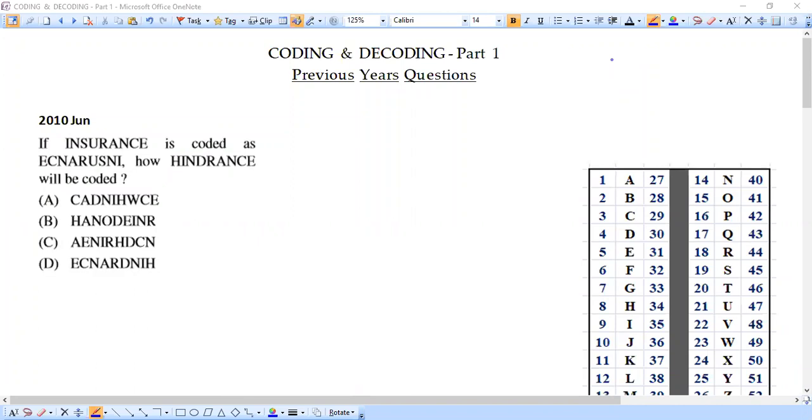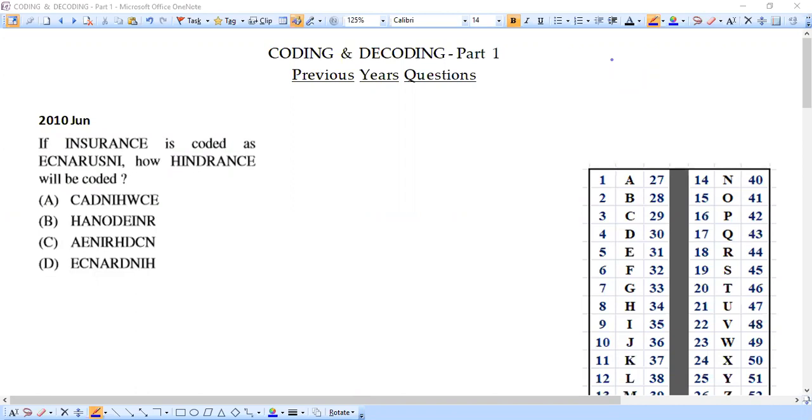We finished solving problems from the topics number series and also alphanumeric series from previous years question papers, UGC NET paper 1. And this session is going to be a continuation. Here we are about to start a new topic. We are going to solve problems from coding and decoding. And this session is going to be part 1 of that.